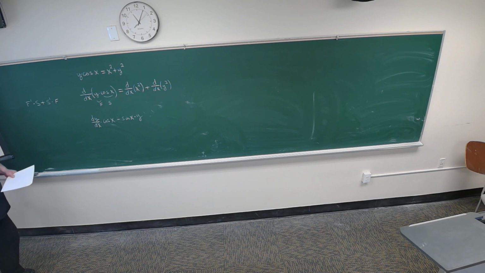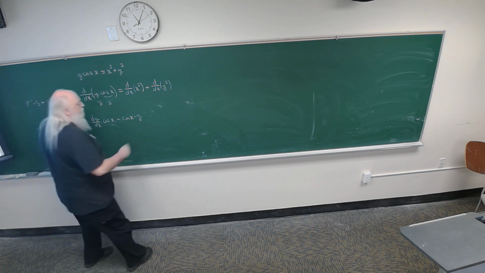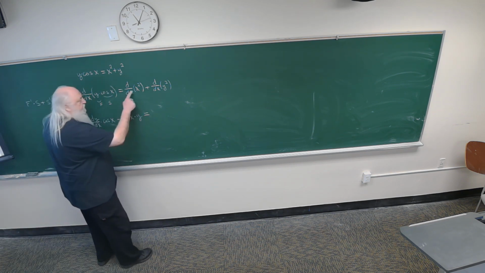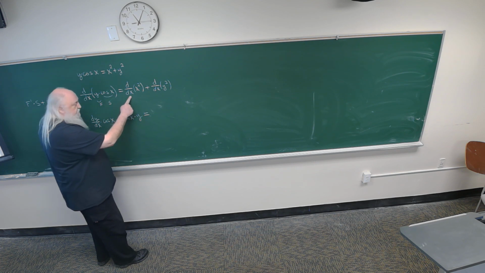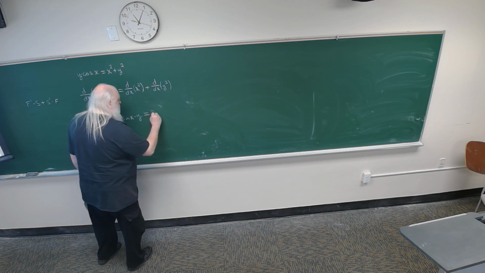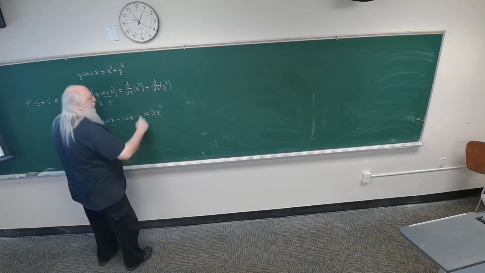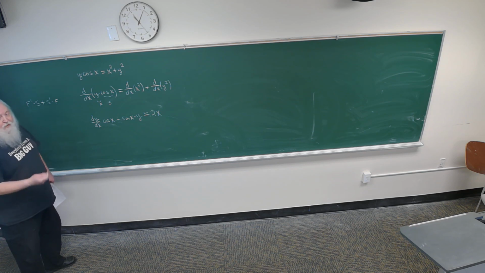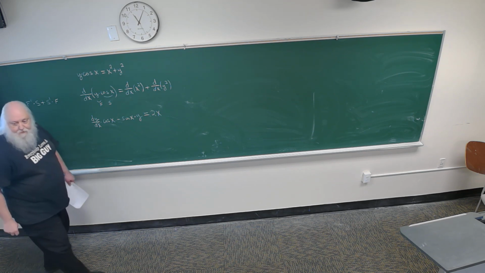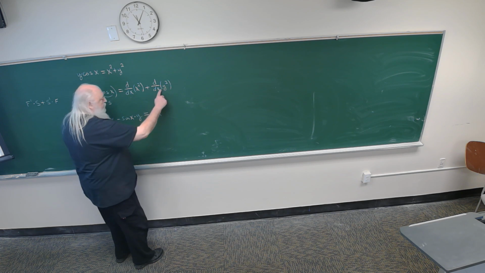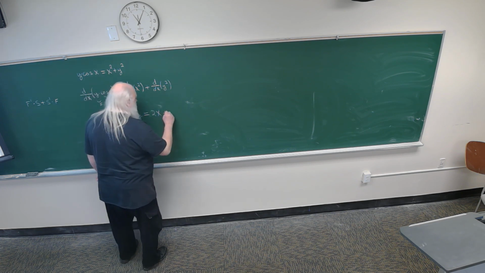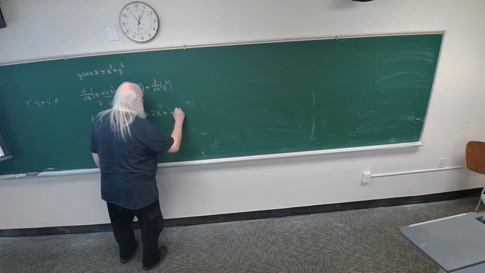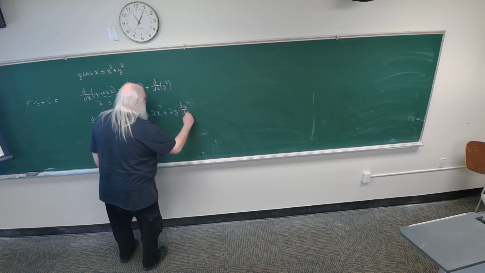Now on the right-hand side, the derivative of x squared with respect to x, we just use the power rule. Derivative of x squared with respect to x is 2x. And the derivative of y squared with respect to x, now we've got to do the general power rule. Bring the 2 down in front of the y, and then multiply that by the derivative of y with respect to x.